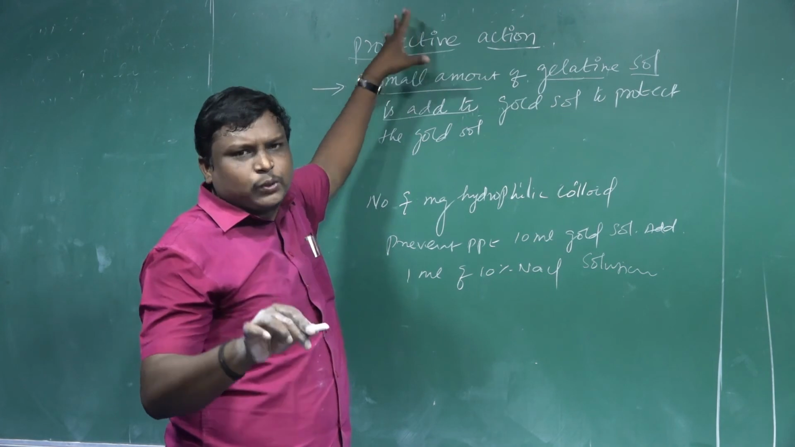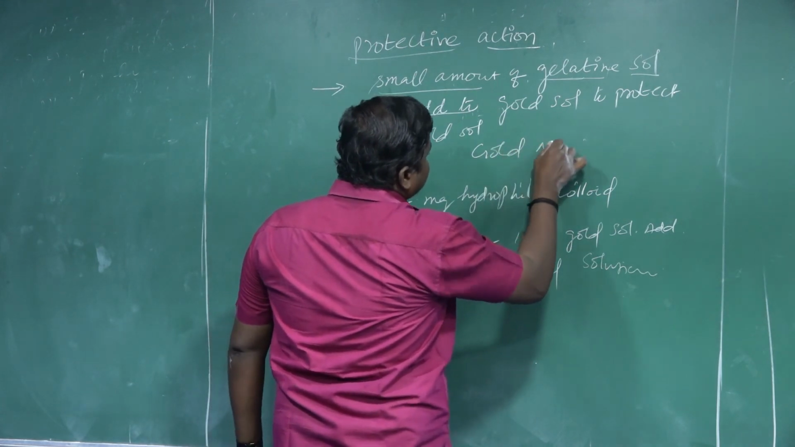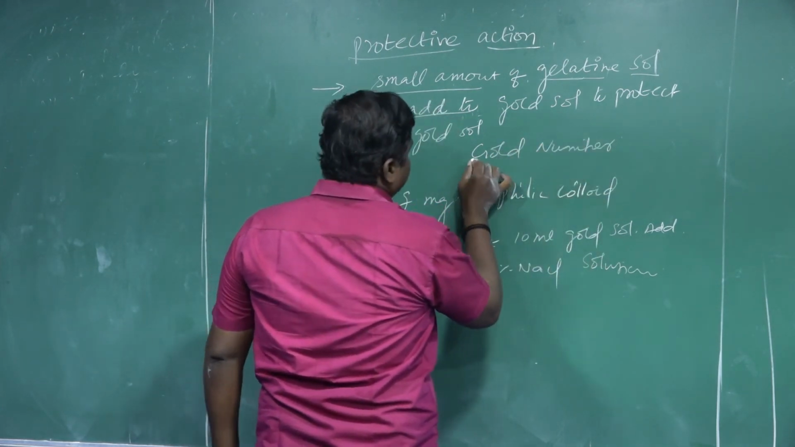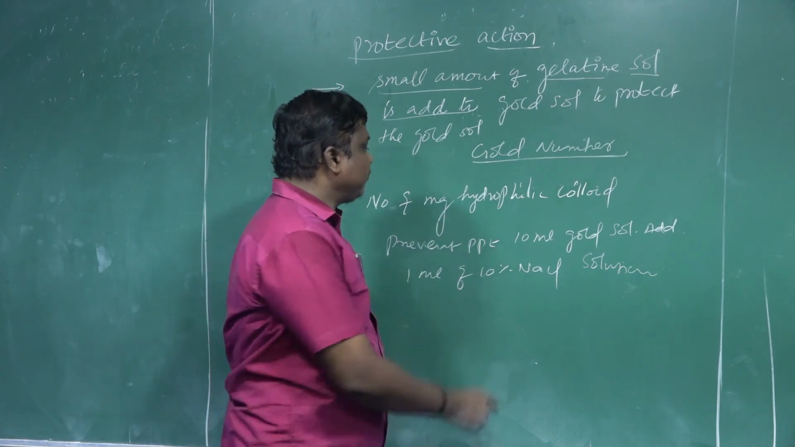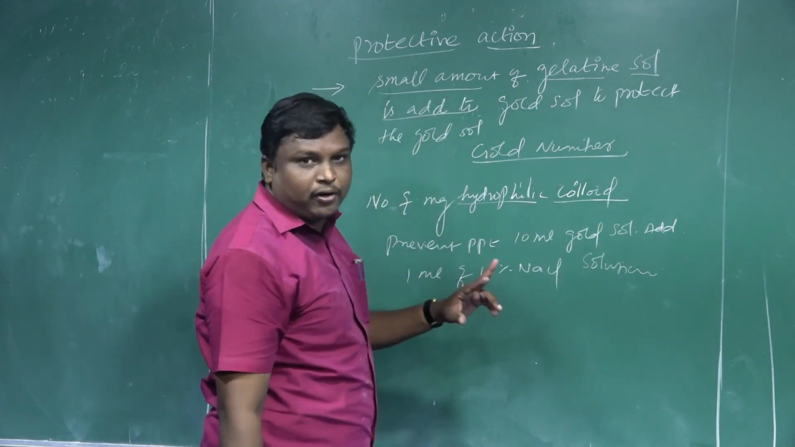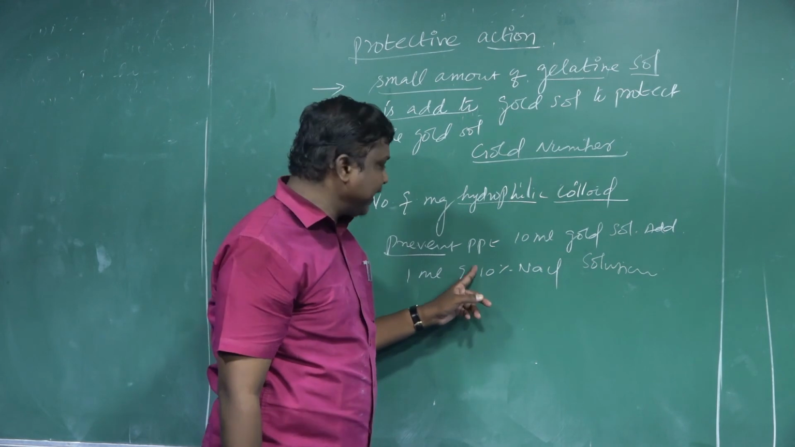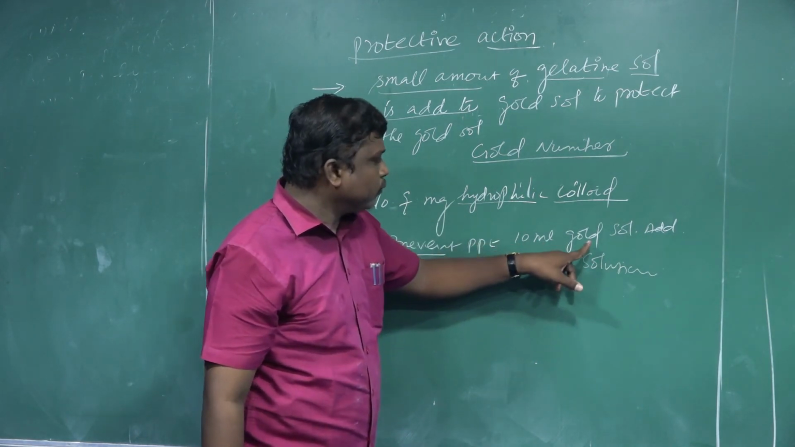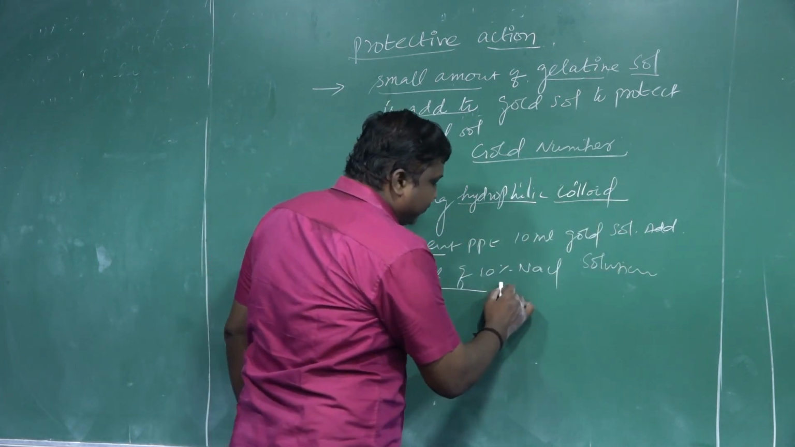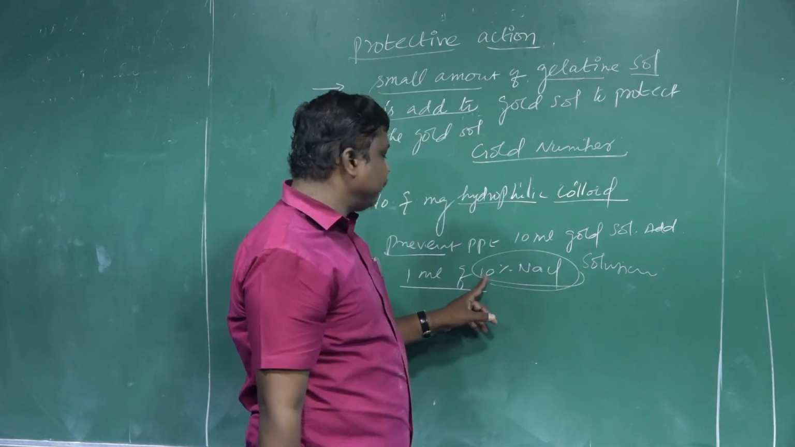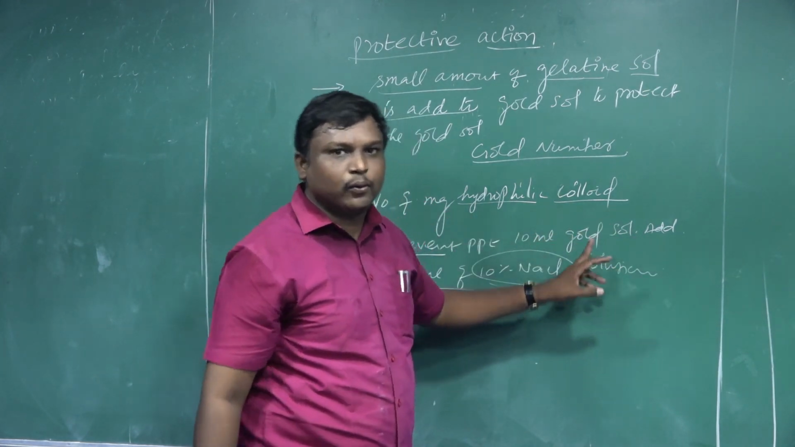Next one is a very important one, gold number. Gold number: the number of milligrams of hydrophilic colloid that prevents precipitation when 10 ml of gold salt is treated with 1 ml of 10 percent NaCl solution. This is known as the gold number.